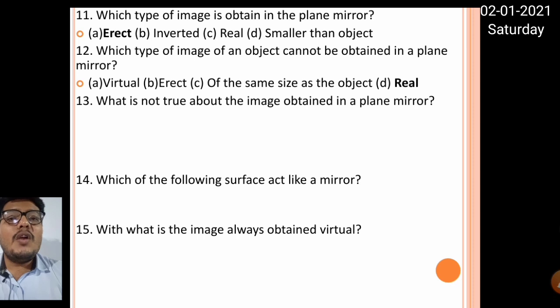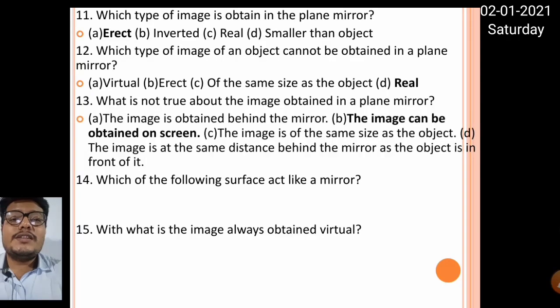Number 13. What is not true about the image obtained in a plane mirror? Now there are some statements. See here. First one, the image is obtained behind the mirror, it is true. The image can be obtained on a screen, so that is the false thing. Other options: the image is of the same size as the object, that is also a true thing. Option D: the image is at the same distance behind the mirror as the object is in front, right?